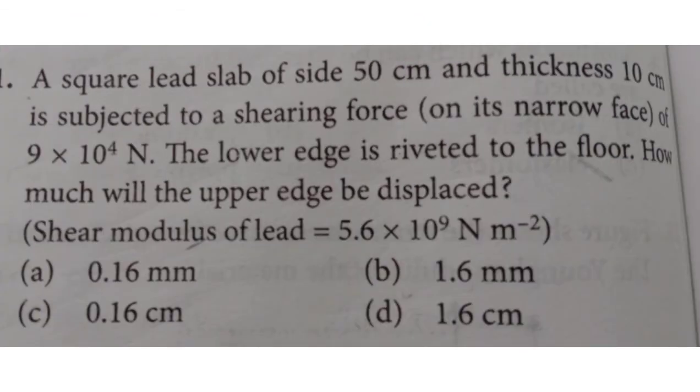Coming to the next question, a square lead slab of side 50 centimeters and thickness 10 centimeters is subjected to a shearing force of 9 into 10 raised to 4 Newton. The lower edge is riveted to the floor. How much will the upper edge be displaced? The shear modulus of lead is 5.6 into 10 raised to 9 Newton per meter square. The options are option A, 0.16 mm, option B, 1.6 mm, option C, 0.16 cm, and option D, 1.6 cm. The answer for the question is option B, 1.6 millimeters.